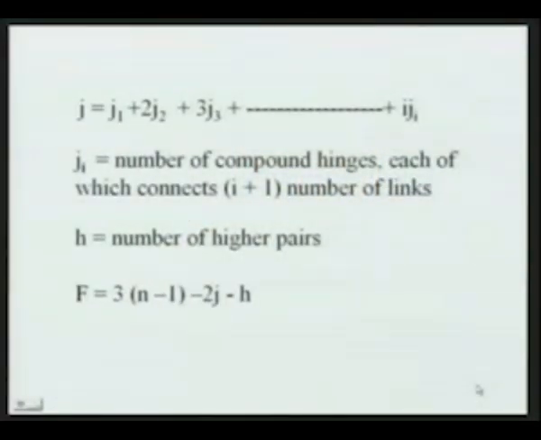The degrees of freedom of a mechanism F is equal to 3 times (n minus 1) minus 2j minus h, where h represents the number of higher pairs, j represents the number of equivalent simple hinges, and n represents the number of total links.